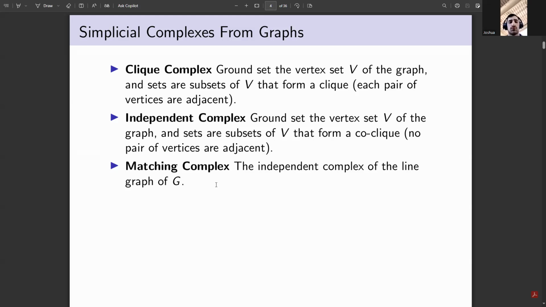You can look at the clique complex of the complement of the graph, which we call the independence complex. So basically, the collection of vertices such that no pair of the vertices is adjacent to each other. And also, we have the matching complex, which is basically the independence complex of the line graph of the graph that we start with, meaning the sets are just collections of edges such that no pair of the edges share a vertex. And we are primarily interested in the clique complex of graphs in this talk.